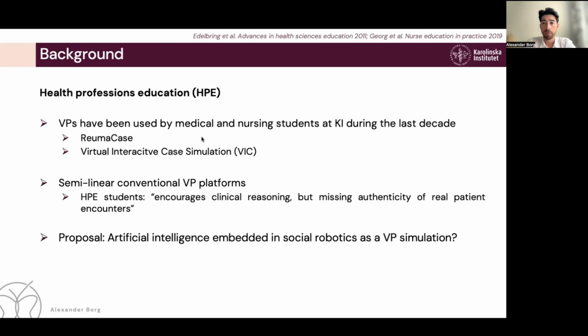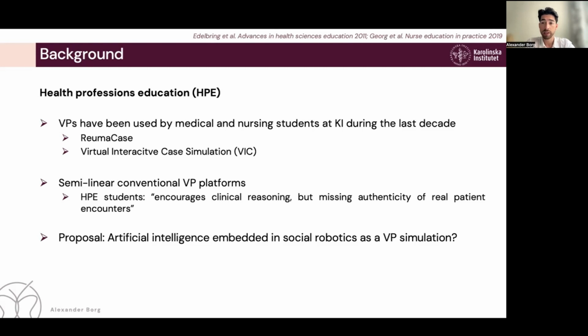In undergraduate health professions education, virtual patients have been used by medical and nursing students during the last years. Listed here are some of the ones that we have been using at the Karolinska University Hospital, RumaCase and VIC. They are both examples of semi-linear conventional VP platforms, and this means that they always start and end in the same way, while exploration of the environment can go in multiple directions. The user gathers information in the order that they want to, pretty much.